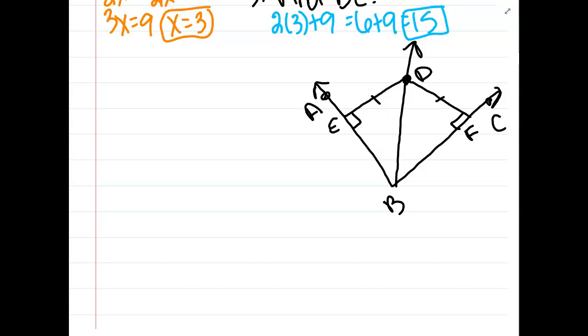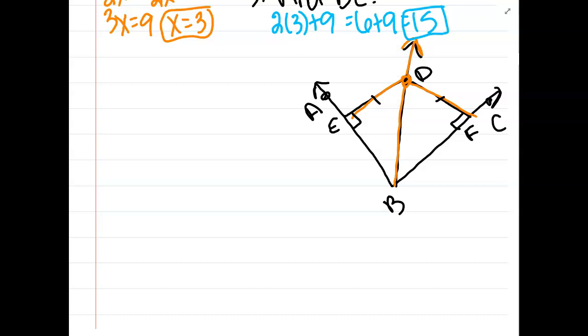Okay, now this one is actually theorem 5-5. Because what I have here is an angle, right? I have a point that is equidistant to the sides of an angle. If I have a point that is equidistant to the sides of this angle, what does theorem 5-5 tell me about that point? It's on the angle bisector.